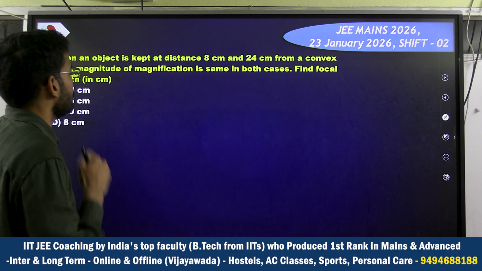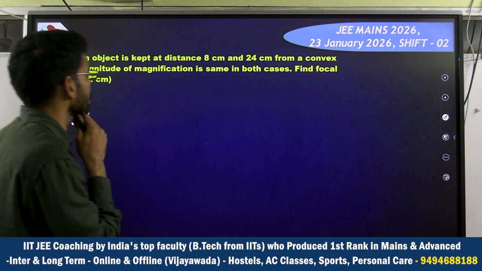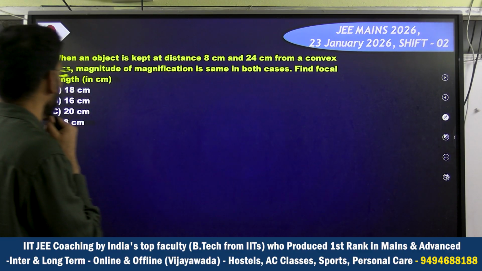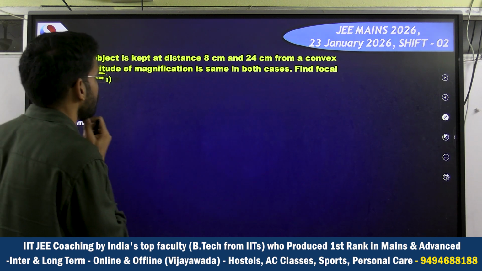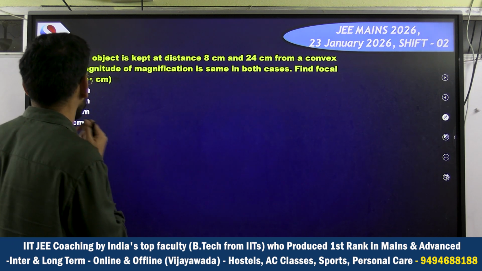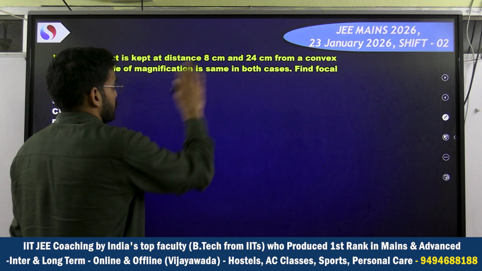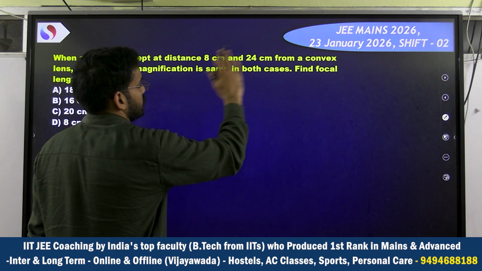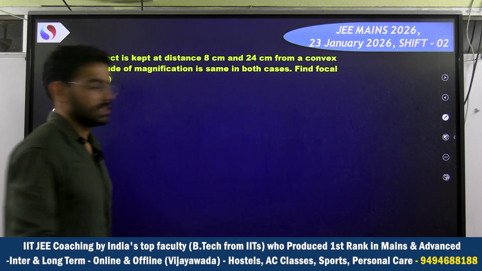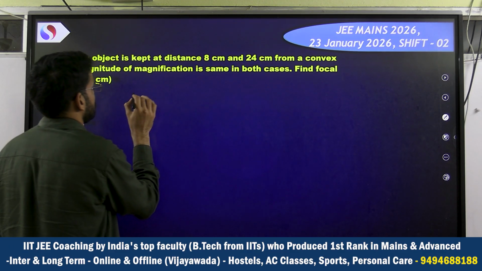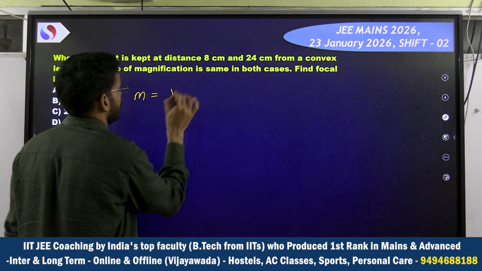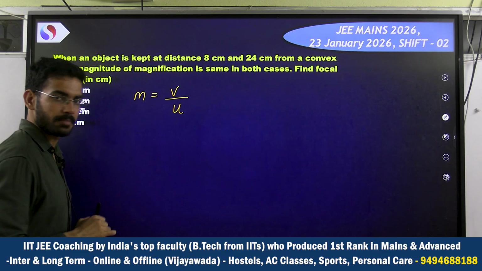When an object is kept at a distance of 8 cm and 24 cm from a convex lens, the magnitude of magnification is the same in both cases. Find the focal length. So for different u, obviously you have to take -8 and -24. First of all, let's understand what magnification is. Magnification is v by u in the case of a lens, right?